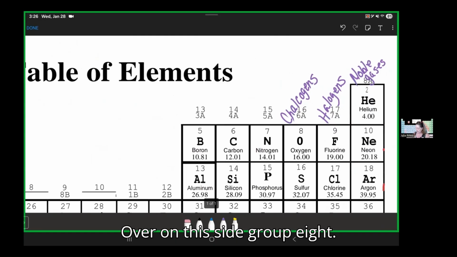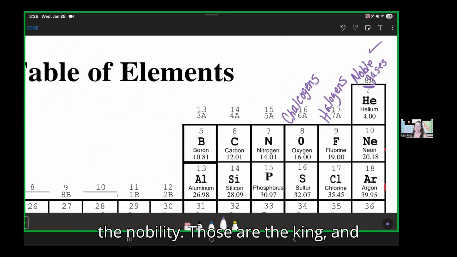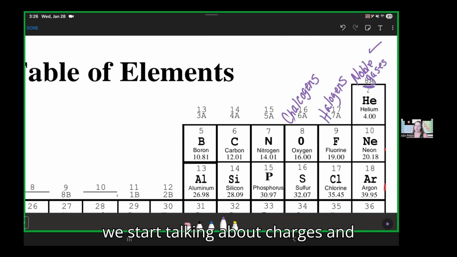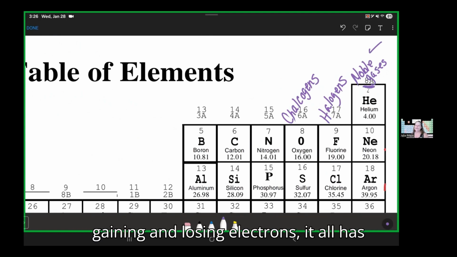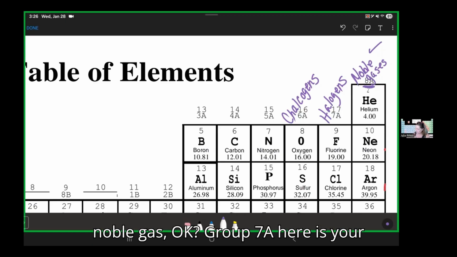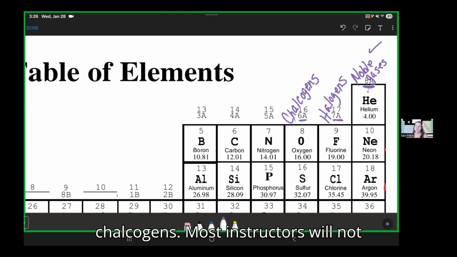Over on this side, group 8, these are your noble gases. Okay, these are the nobility, those are the king, and everybody wants to be like the king. When we start talking about charges and gaining and losing electrons, it all has to do with wanting to be like a noble gas. Okay, group 7A here is your halogens, and group 6A is your chalcogens.